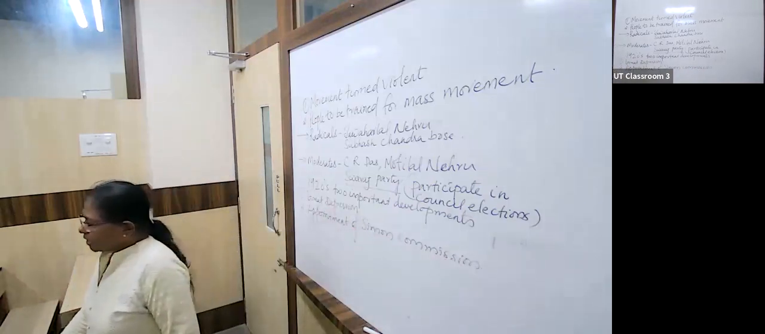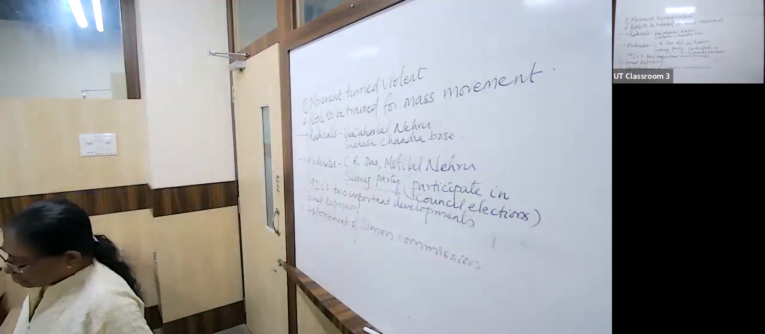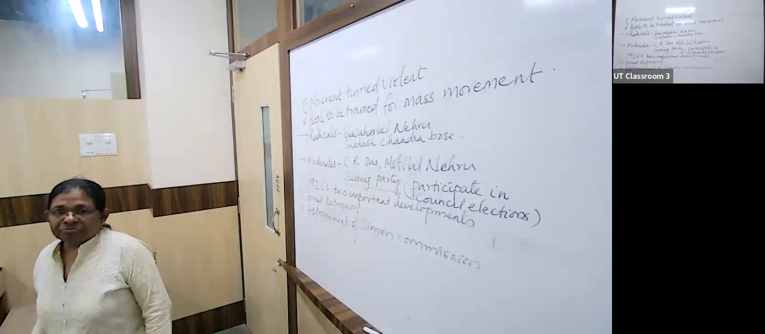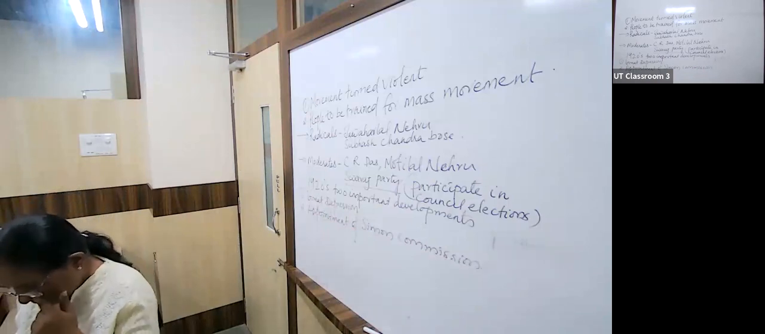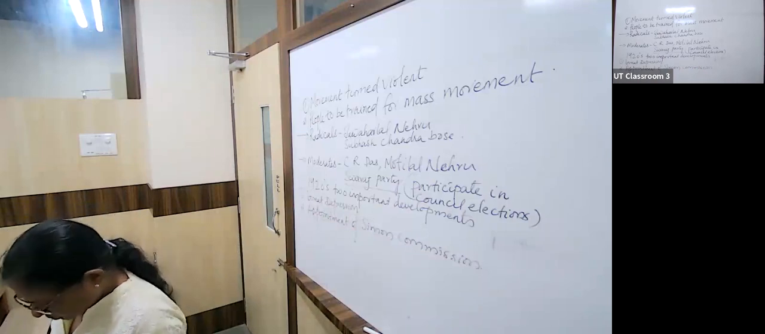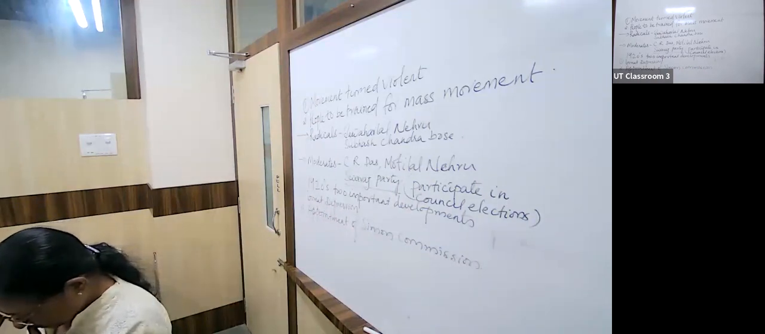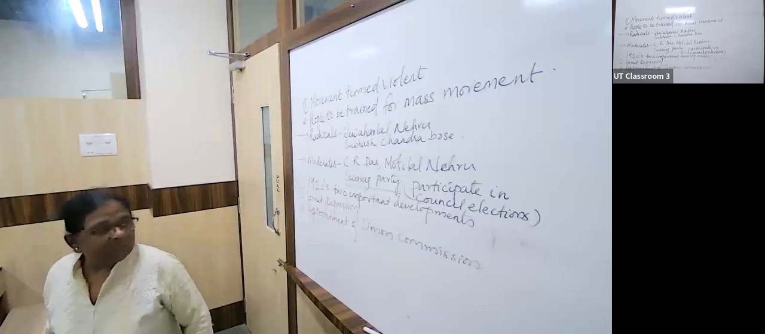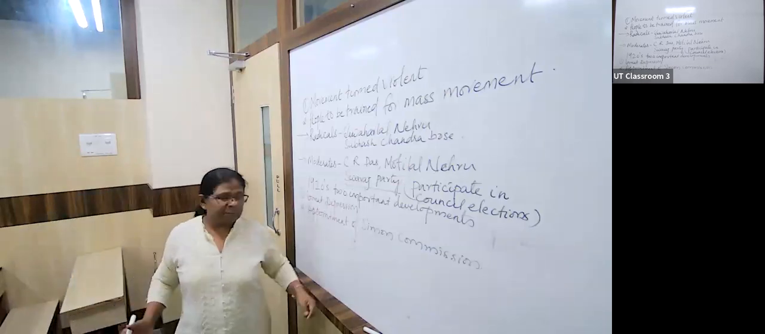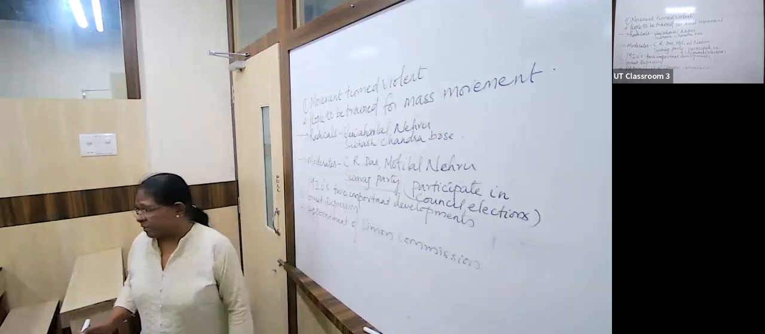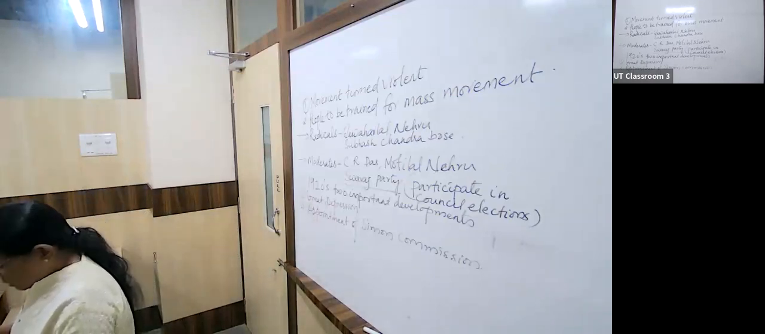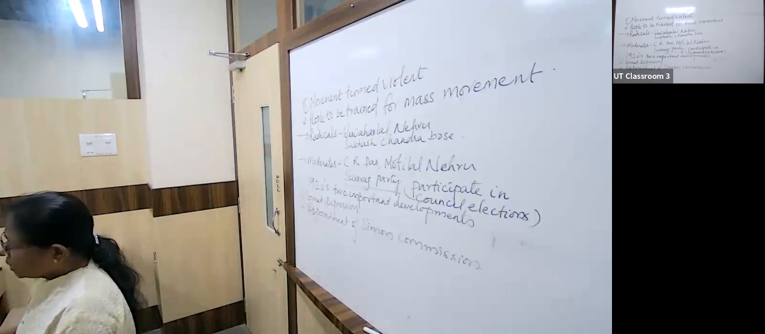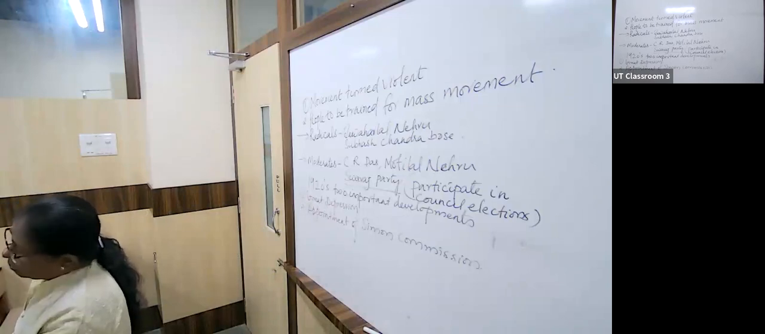the appointment of the Simon Commission. Okay, why was the Simon Commission appointed? Because it was to suppress the nationalist scheme.